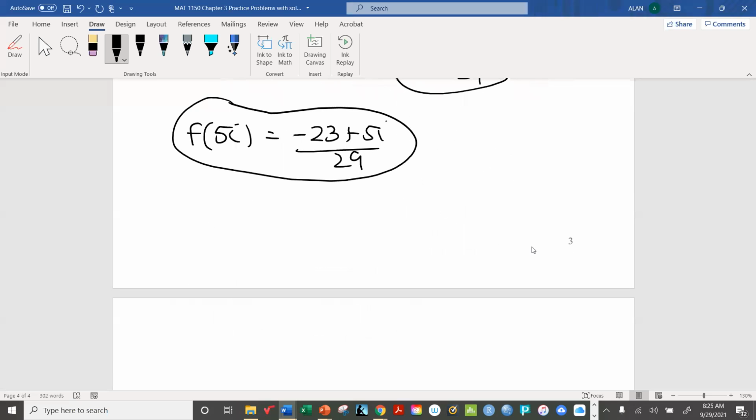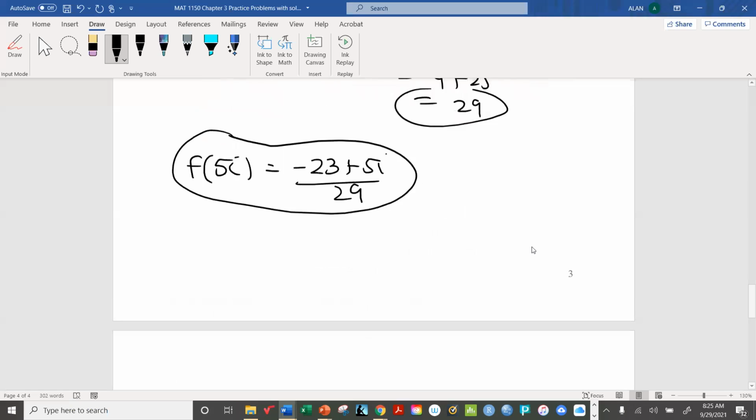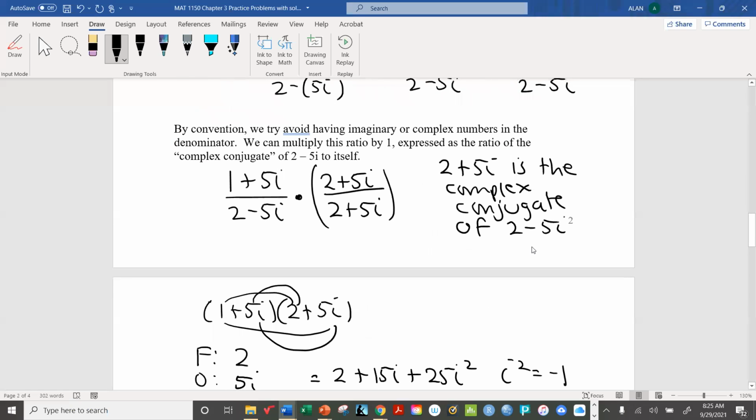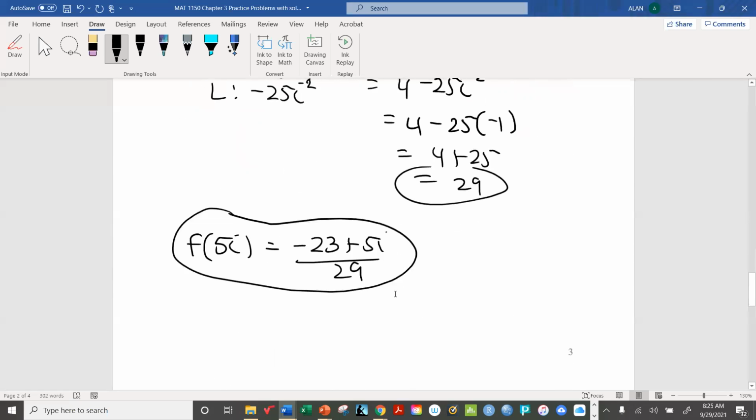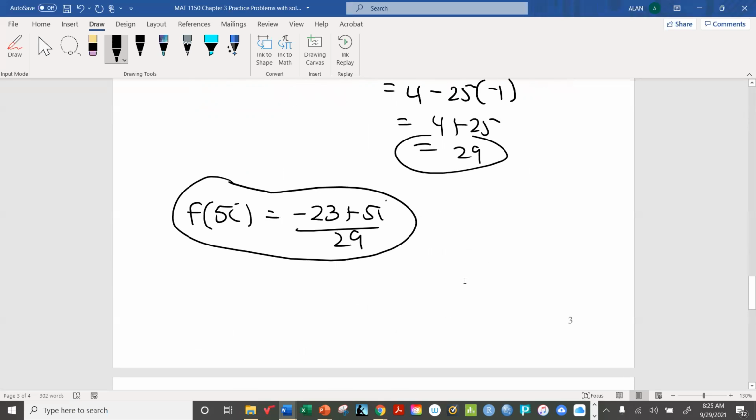Now, you may have gotten something which is not wrong, just not as simple as it could be. Okay, so that's the final result. Can't get any simpler than that. Okay, now if the 29 could evenly divide into the 23 and the 5, then you could simplify it further, but that's not the case here. So this is it, we're done.